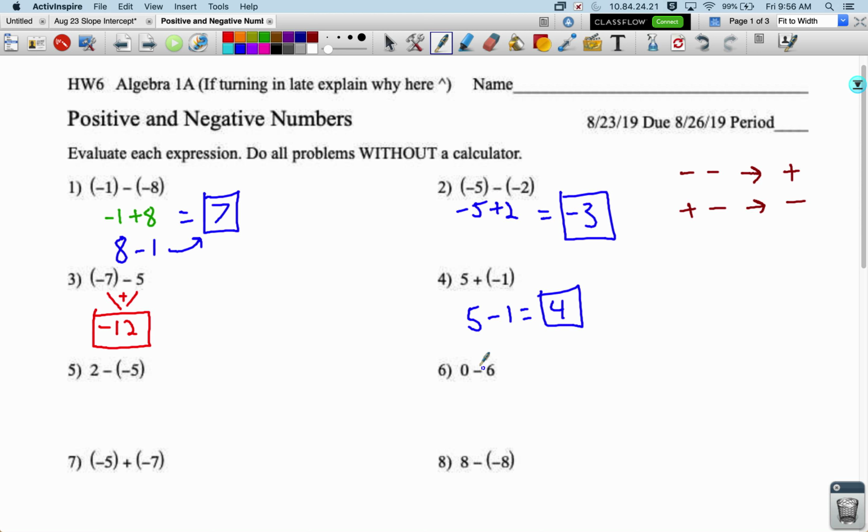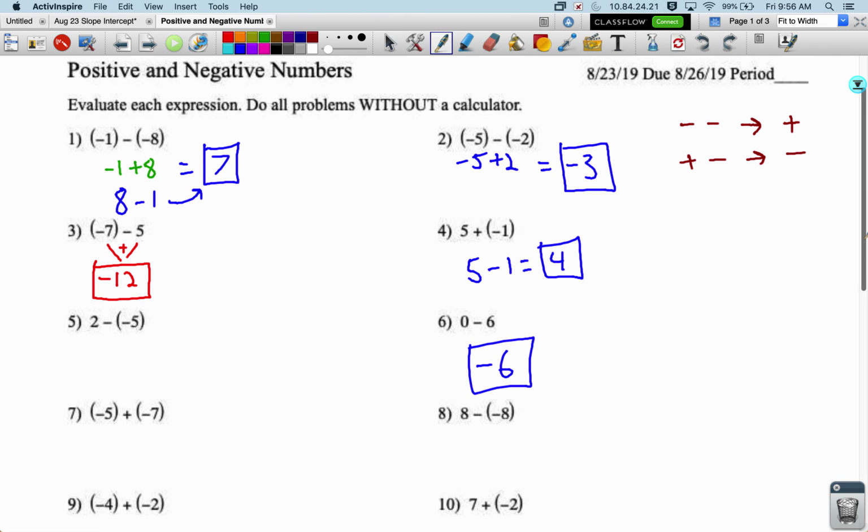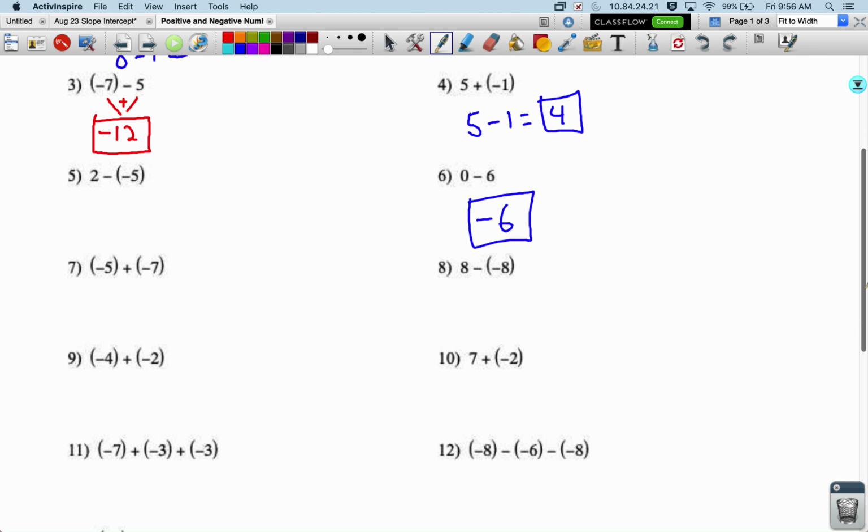0 minus 6, if I'm at $0 and I spend $6, now I'm at -$6. Let's see. -5 plus a -7, you'll realize this is actually the same as this problem here. Instead of being $7 in debt and then spending $5, now we're $5 in debt and then spending $7. Both are going to end up with us being $12 in debt.